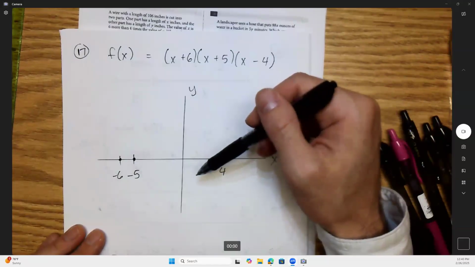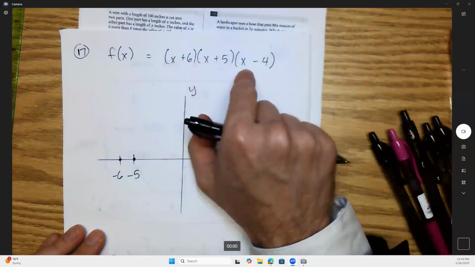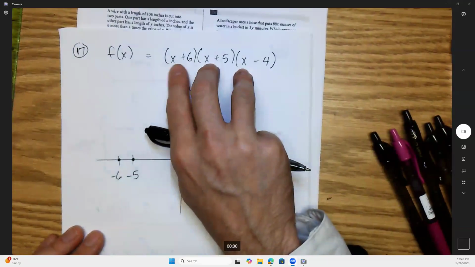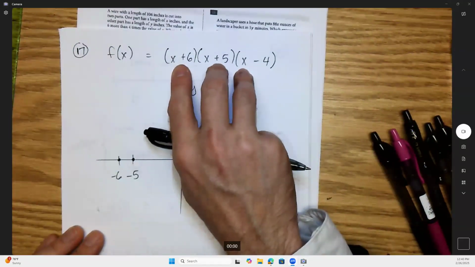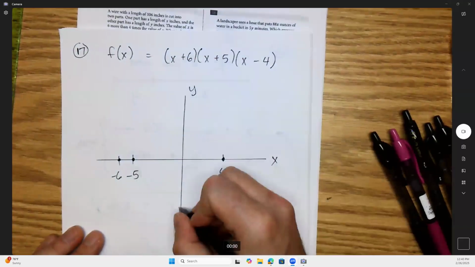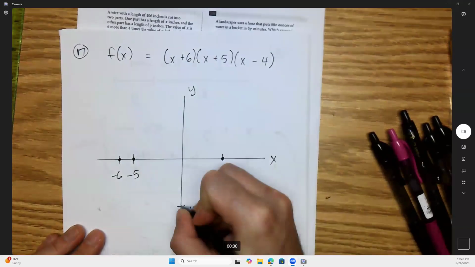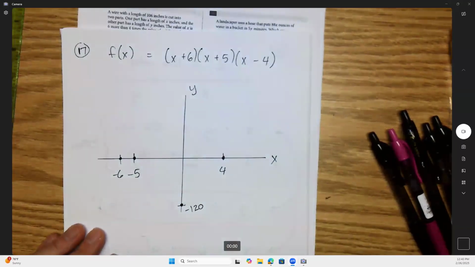Yeah, the x value would be 0. So if you plug in 0 there, and also there, and also there, so plug in 0 for x, is that 6 times 5 times negative 4? Aha! What does that come out to? Negative 120. Okay, not exactly to scale, but just to get the idea, somewhere at 0, negative 120, it would cross there too, wouldn't it?